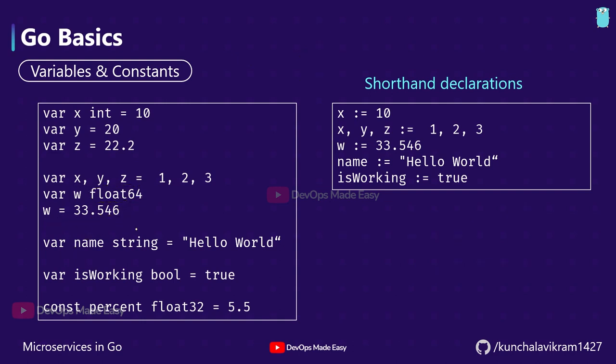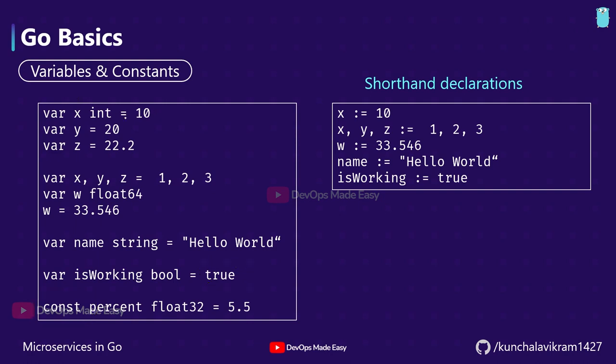You can also initialize string data types. So var name, the data type is string, and the initial value is hello world. You also have an option to declare booleans. So var, boolean is the data type, the name is working, and the default value is true. For every variable, if you're not declaring or initializing any value, they're going to take the default values. And at the same time we have the constant for all the constant operations.